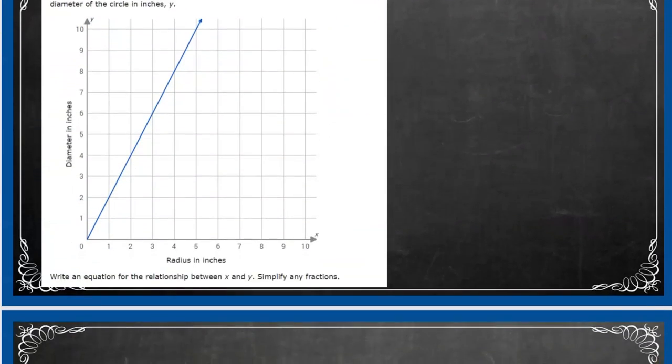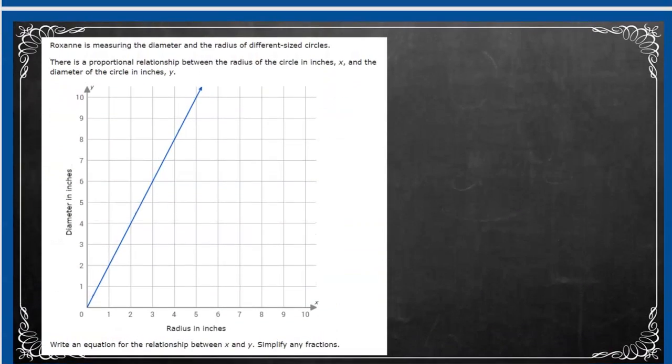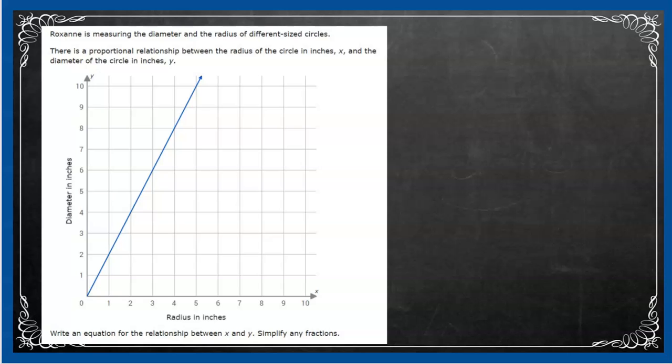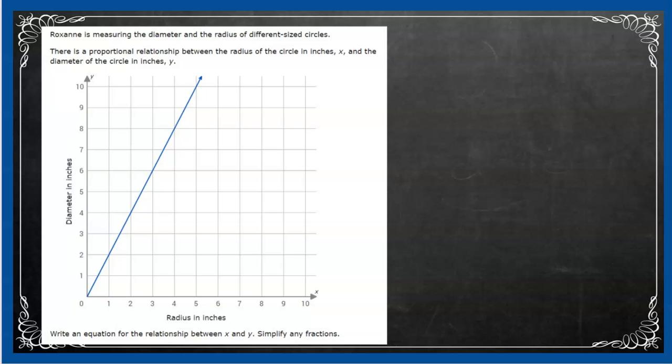All right, let's look at another one. And I think this is the last one I have, and then I just want to show you the relationship between the tables and the equations and the graphs. Okay, Roxanne is measuring the diameter and the radius of different sized circles. There is a proportional relationship between the radius of the circle in inches and the diameter of the circle in inches. Y is the diameter. The radius is x.